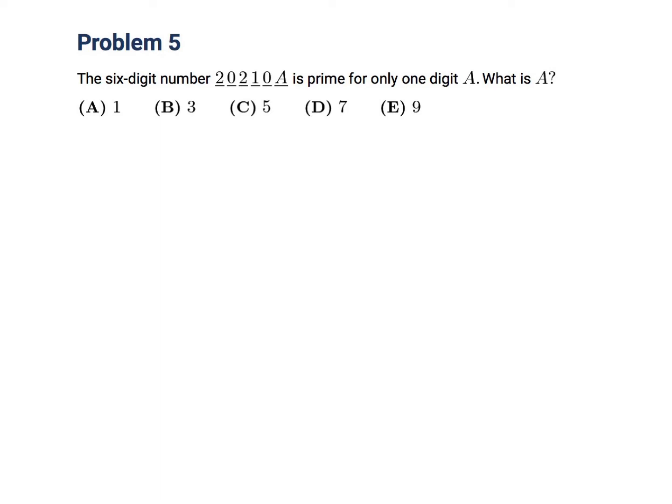The 6-digit number 20210A is prime for only one digit A. What is A? So what I'll just do is go through the answer choices.